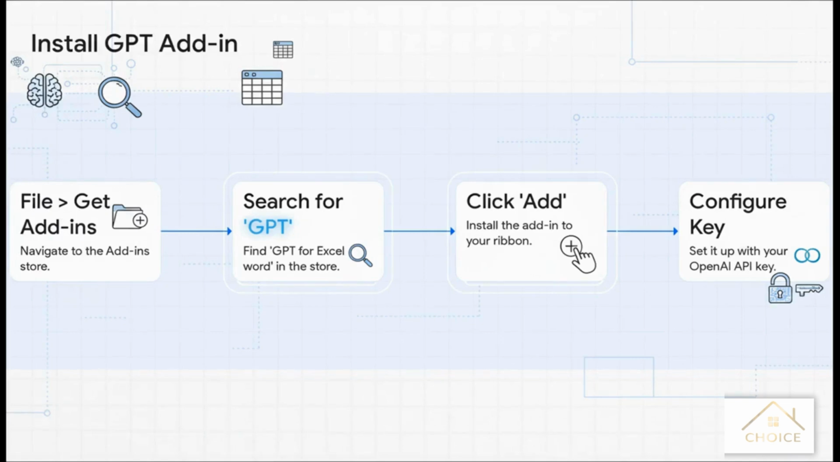To do this, we're going to install a simple add-in. Let's just walk through it together. First, you'll go to File, then click Get Add-ins. In the store that pops up, just search for GPT. You'll want to find the one called GPT for Excel Word. Click Add, and the very last step is to connect it with your API key from your OpenAI account.